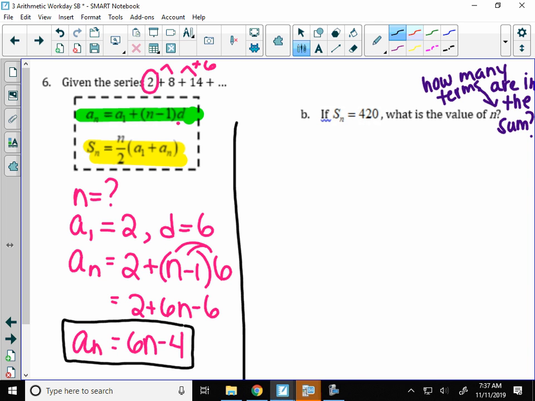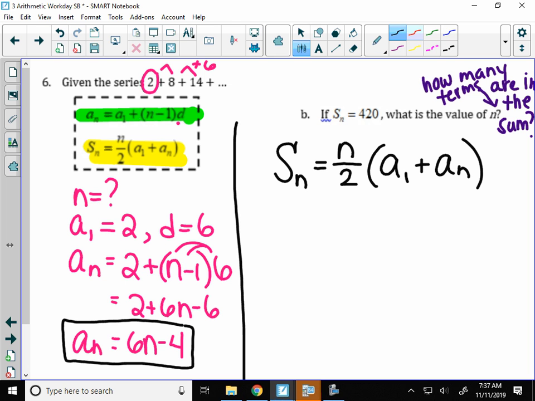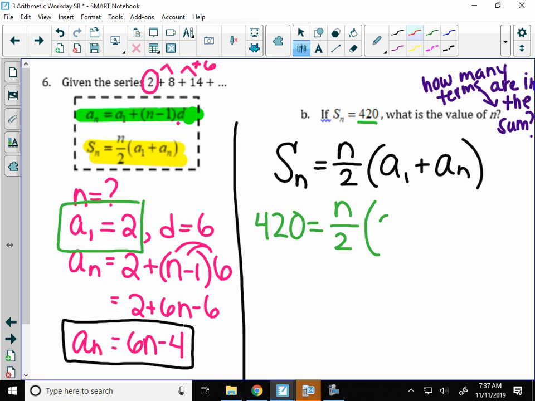So what I'm going to do, I'm going to recopy this formula over. This is the formula for the sum of an arithmetic series. So S sub n equals n over 2 times the first term plus the nth term. Now let's put in what we know. We know that S sub n is 420. So I'm going to put 420 here for S sub n. We don't know what n is. We do know the first term. The first term over here is 2.